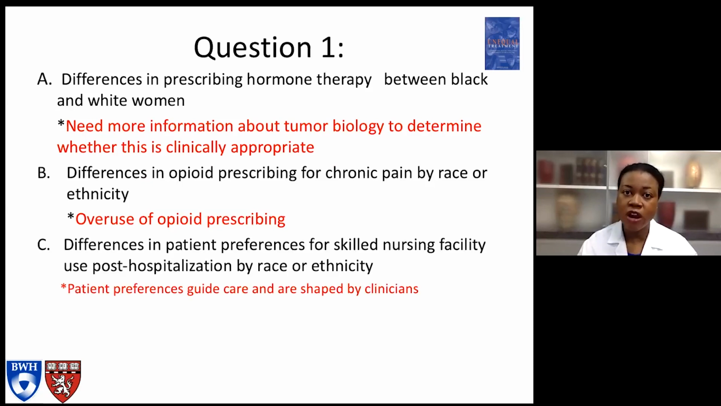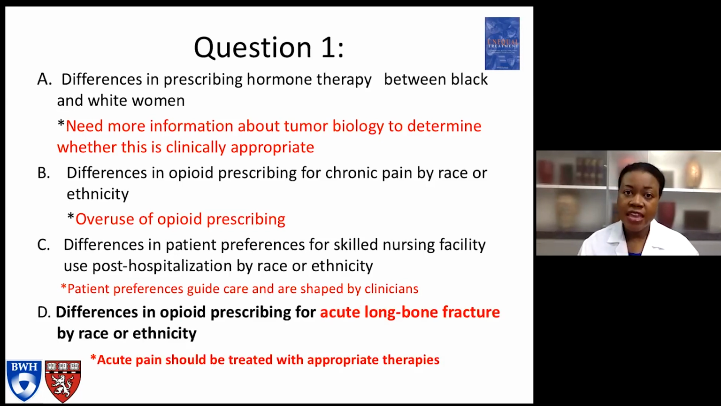Differences in patient preferences for skilled nursing facility use post hospitalization may be appropriate, as it is appropriate to have patient preferences guide care. But we should also be careful about the ways that clinicians shape patient preferences. The answer here is a classic example that's used in unequal treatment to talk about the differences in the way that we perceive patient pain and patient symptoms and how that can sometimes happen by race ethnicity.